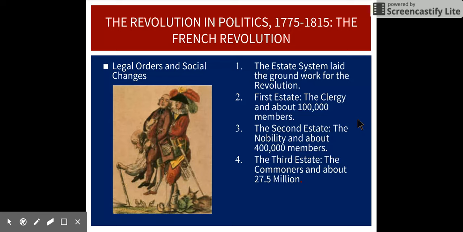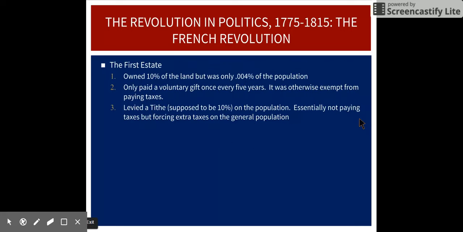So on one hand, it doesn't seem to make that big of a difference that the first and second estate don't really pay any taxes, and it makes sense that the third estate should because they're the majority of the population. However, the estate system in absolutist France had created such a massive wealth gap that the reality is that those small number of people, maybe 500,000 people at the top of the estate system, control the majority of the wealth of the country and benefit from absolutism when the other ones don't.